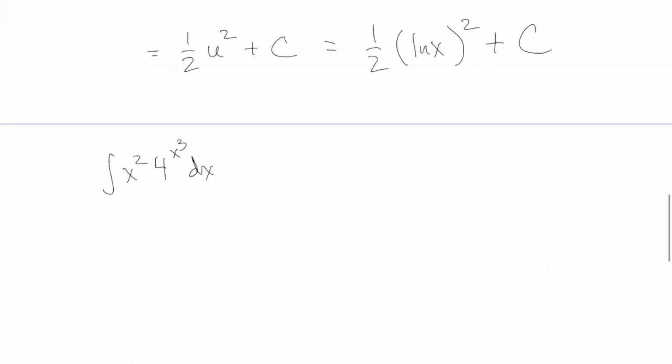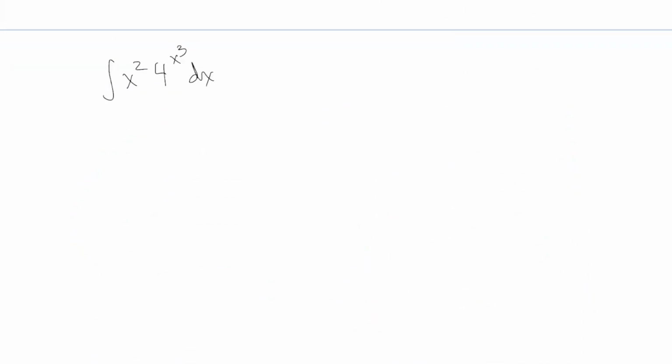So the first one here, most people, as I was going around, settled on choosing the exponent, which is x cubed, for the u, which is good. Then the du is the derivative of that, which is 3x squared dx. And then I'm going to divide the 3. 1/3 du is x squared dx.